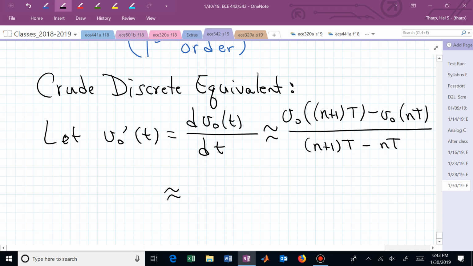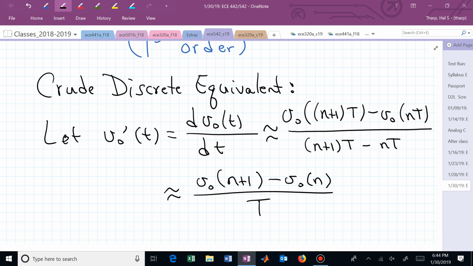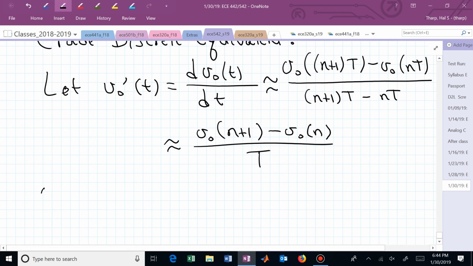What's that now going to look like in the bottom? What's the denominator? That's nT plus T minus nT. That's just T. So now we have v naught, and a lot of times we will simply suppress the sample period in our formula. That's now v naught of n plus 1 minus v naught of n divided by the sample period. What's our sample period? Do we have any way of knowing what that is?